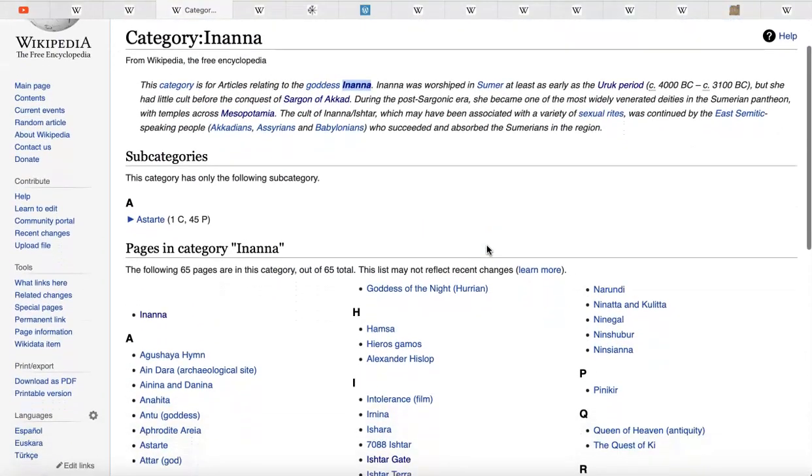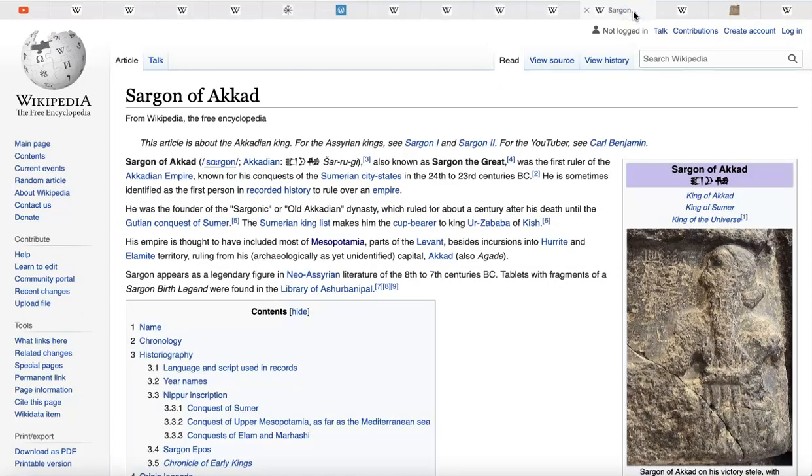That's why I'm here. Let me find my link. Where are we? Sargon, there he is. Sargon of Akkad. This article is about the Akkadian king. Okay. Sargon of Akkad, also known as Sargon the Great, was the first ruler of the Akkadian Empire. So he kind of kicked it off. He was known for his conquest of the Sumerian city-states in the 24th to the 23rd centuries BC. He is sometimes identified as the first person, this is important, the first person in recorded history to rule over an empire. Okay. He was the founder of the Sargonic or Old Akkadian dynasty, which ruled for about a century after his death until the Gutian conquest of Sumer.